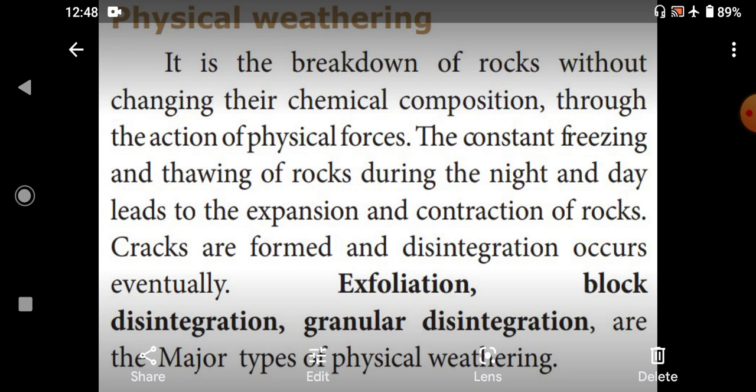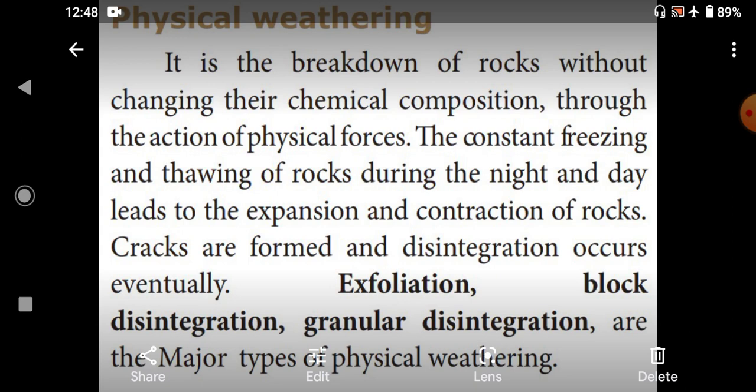The constant freezing of rocks during night and day leads to the expansion and contraction of rocks. Because of freezing during night and day, the rocks expand and contract. In Tamil we say virivadaidal churungudal. How does this action happen? Because of the freezing of the rock. So because of the expansion and contraction, the rocks get cracked.